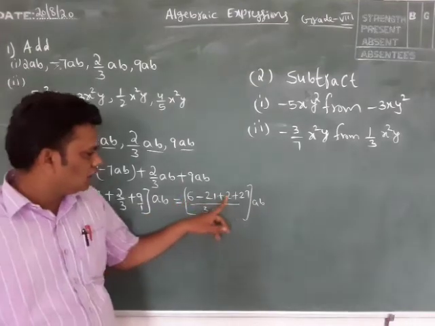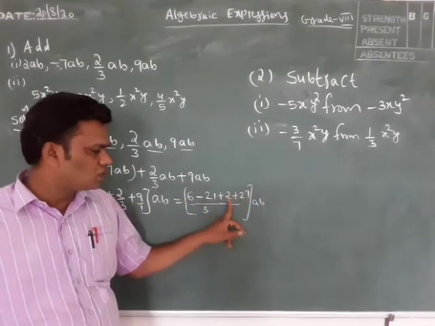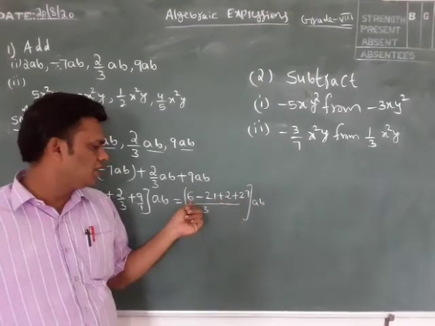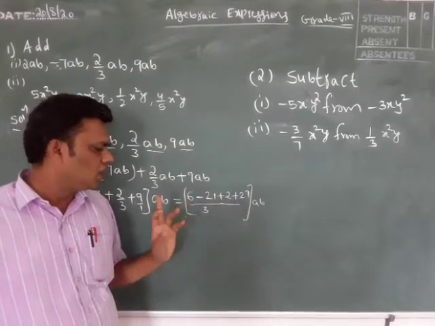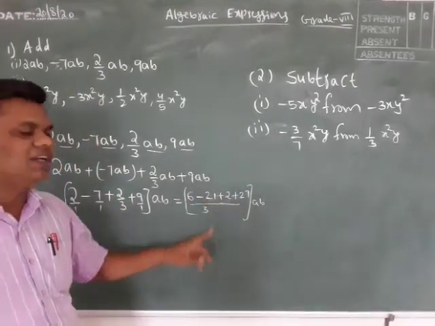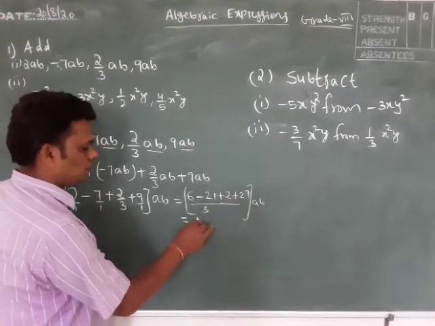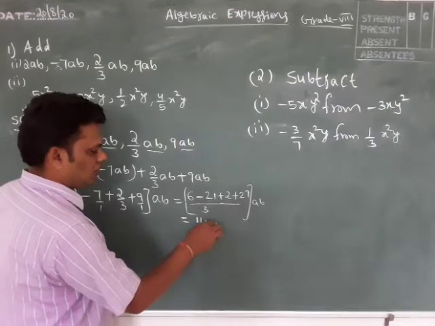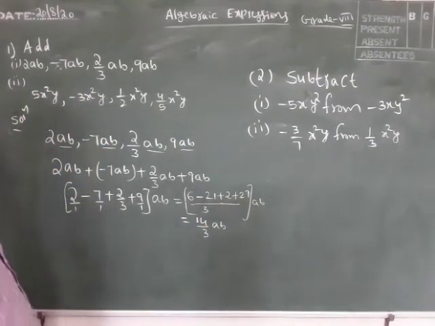Now see, 27 plus 2 is 29. 29 plus 6 is 35. 35 minus 21, that is 14 upon 3 ab. I took ab common. Now come to the second problem.